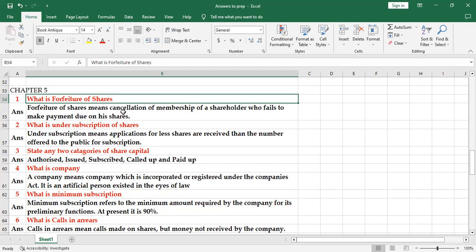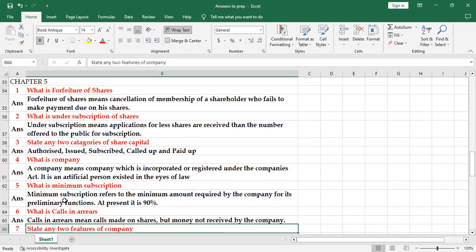Then what is a company? Very simple definition. A company is an entity which is registered under the Companies Act. And one additional point: it is an artificial person, existing in the eyes of law. Law only can create it, law only can dissolve it.